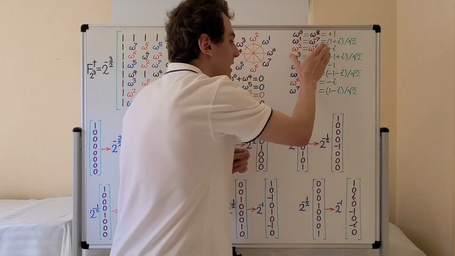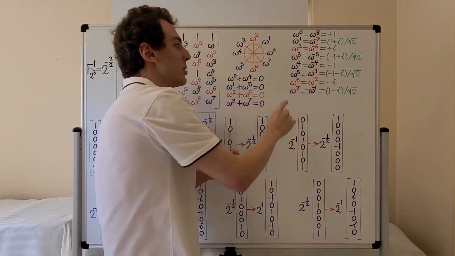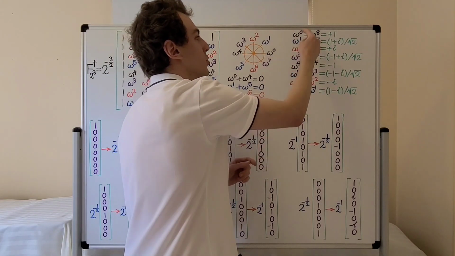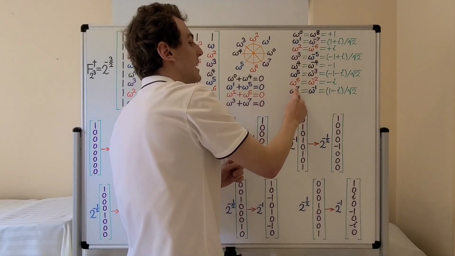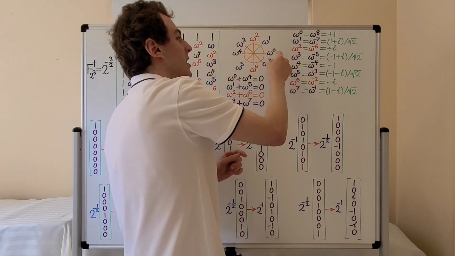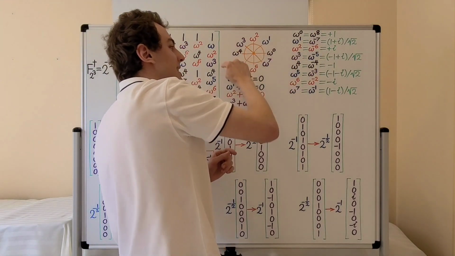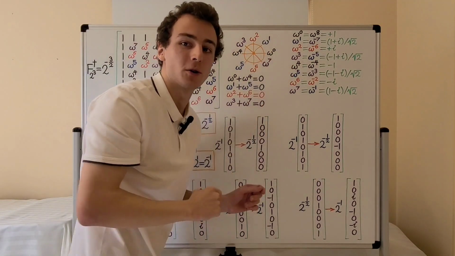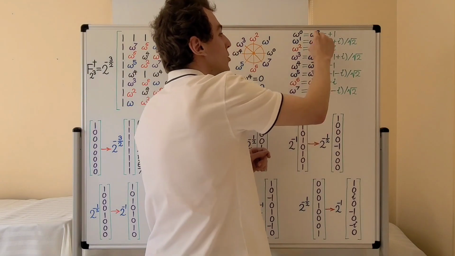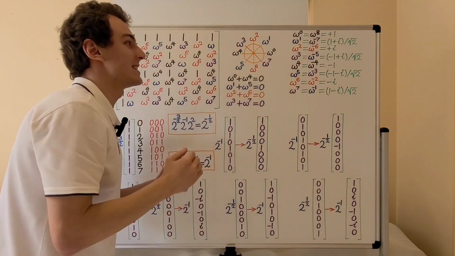So let's have a look at these relationships over here. So here we have all of the powers of omega, going from 0 all the way up to 7. And omega to the power of 8, that gets us back to where we started. So we have 8 slices, and that's going to take us all the way around the unit circle. So that's why omega to the 0 is equal to omega to the 8. It's also equal to omega to the minus 8.